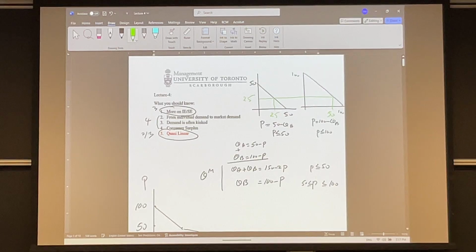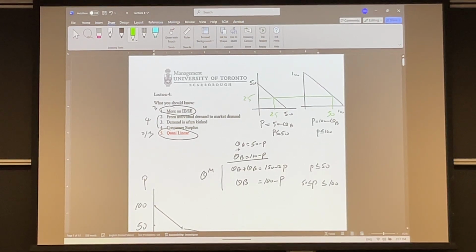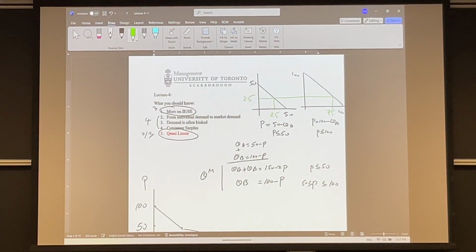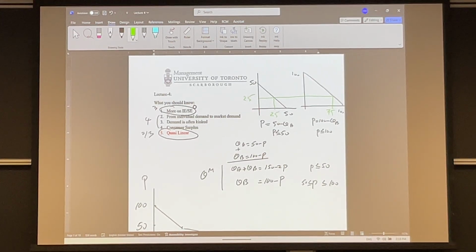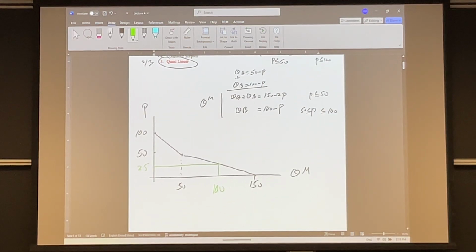That is, this should be 75. You gave me the wrong number. That's 75. If this is 25, that's 25. If this is 25, that is 75. So if you basically have the price 25, one consumer buys 25, the other one buys 75, and the market buys 100. Make sense? Okay.